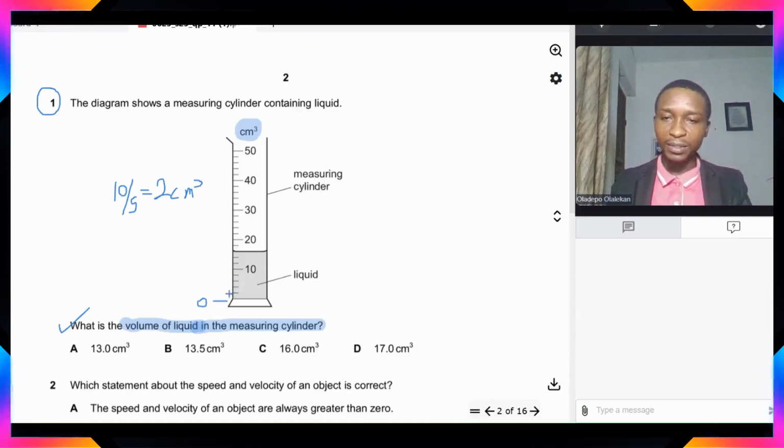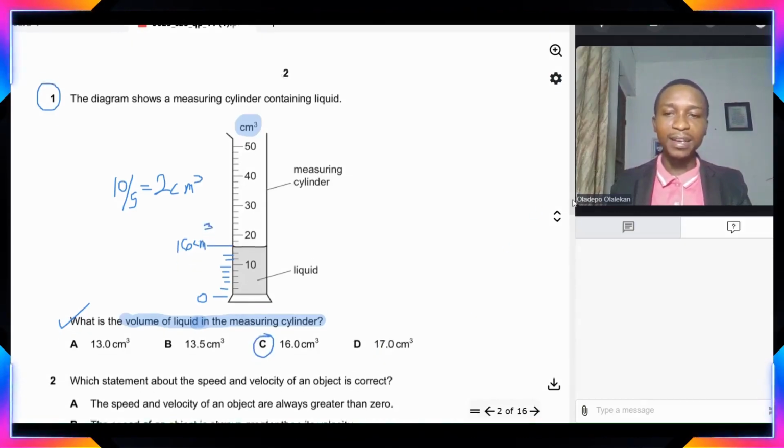If we start counting, this will be 2, this is 4, this is 6, this is 8, and this is 10 cm³. Then if you look at the point where the liquid is, we continue counting. If this is 10, then this is 12, this is 14, and definitely the liquid is on 16 cm³. And that makes option C the correct option in question 1.